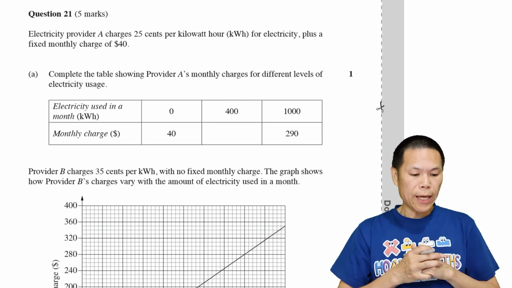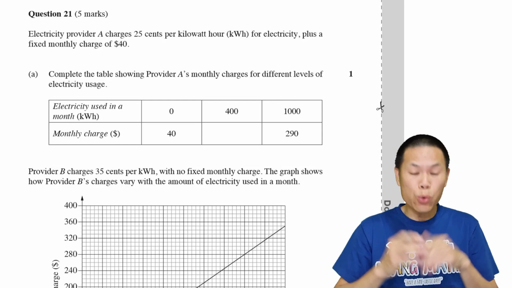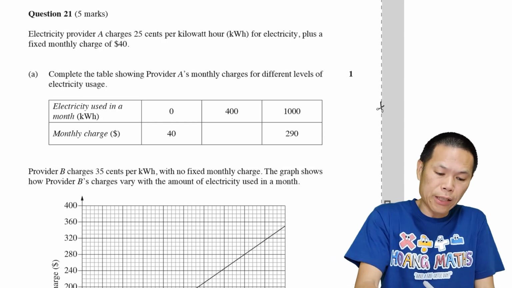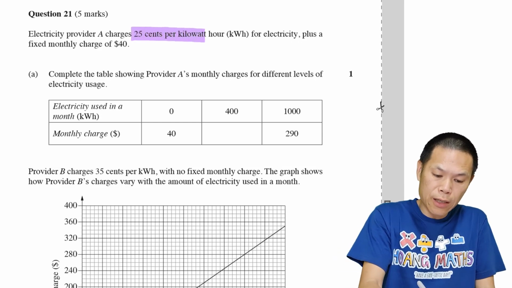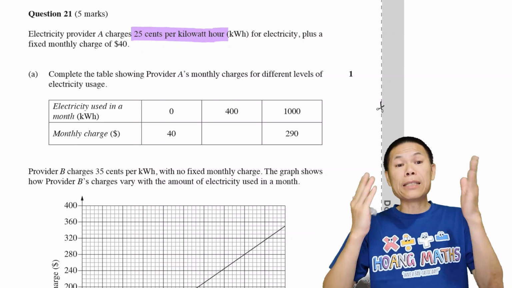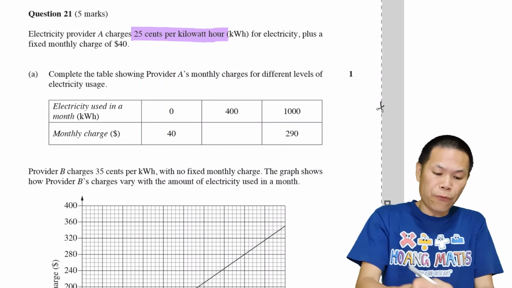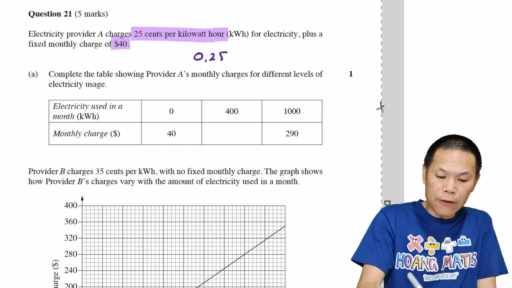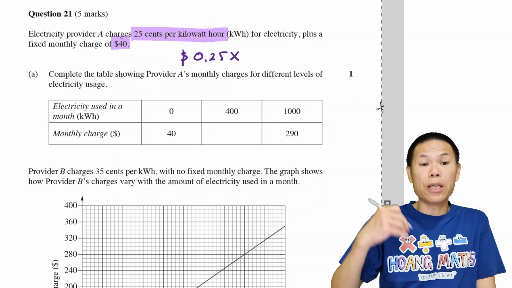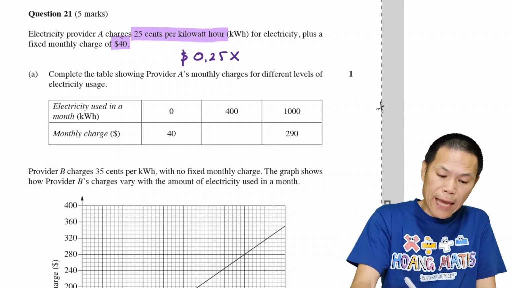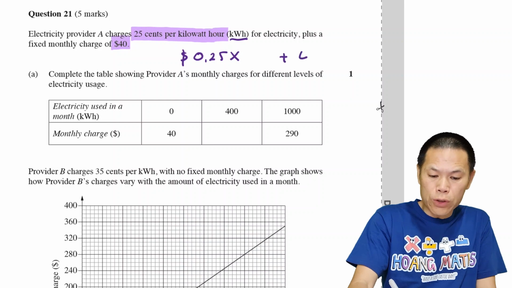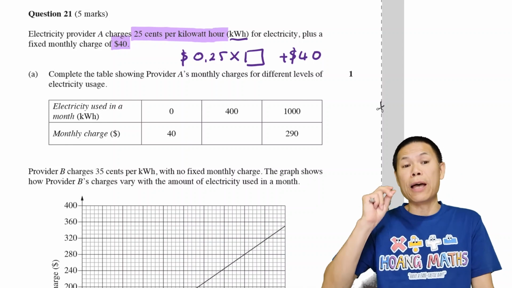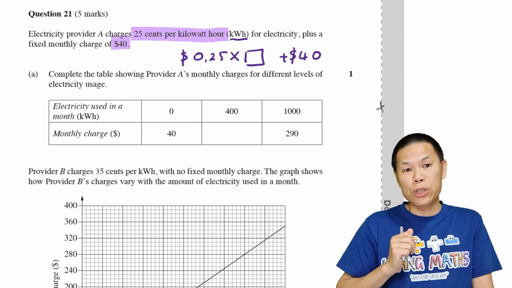Question 21. Electricity provider A charges 25 cents per kilowatt hour for electricity. Let me just highlight this first. 25 cents per kilowatt hour plus a fixed monthly charge of $40. In other words, we have $0.25 times the amount of kilowatt hours, and we add $40. Keep that in mind. Whatever the kilowatt hour is, we multiply by 0.25 and add 40 on top.